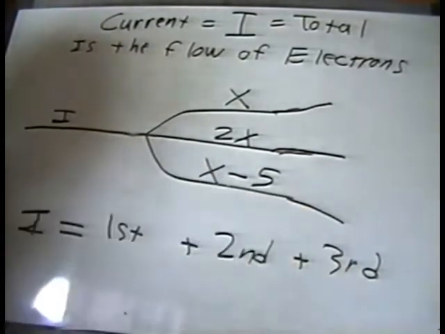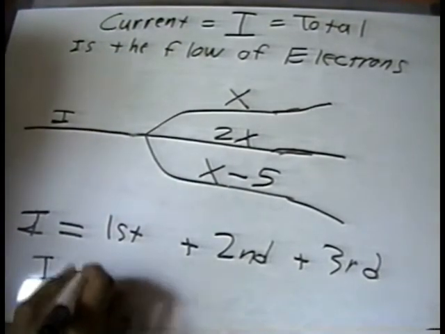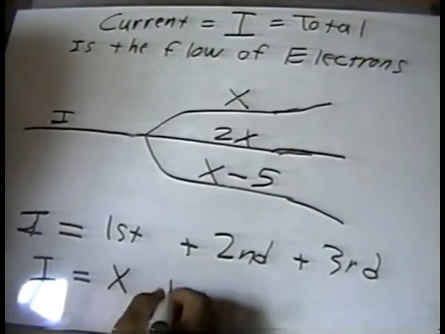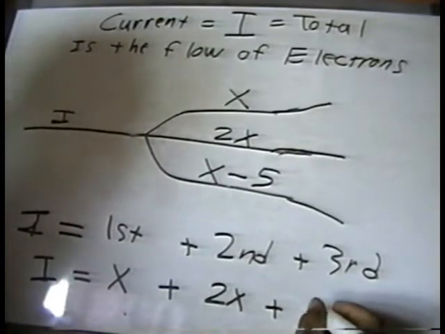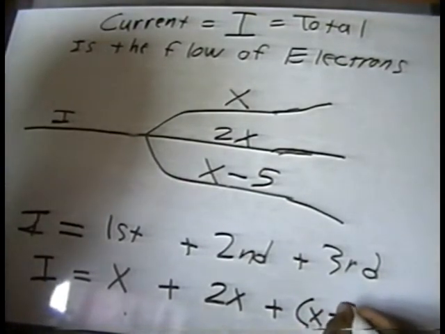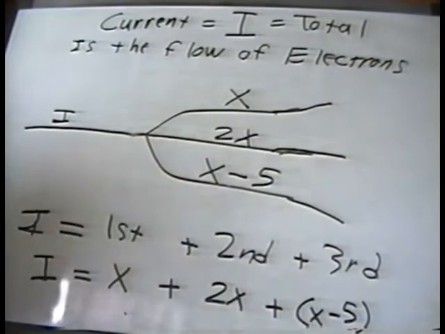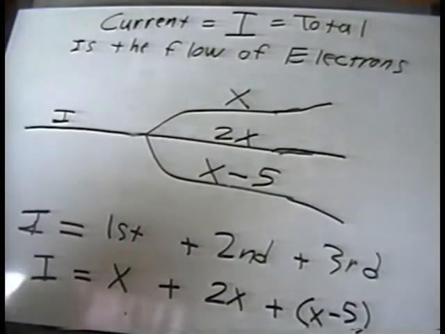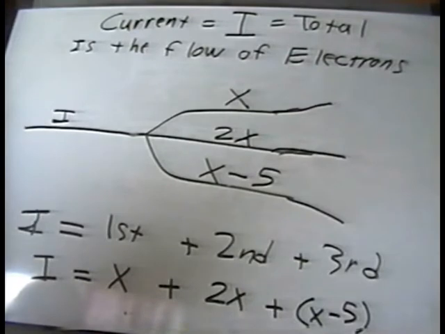Now the second branch, so it carries twice as much as the first. So the second branch is 2X. The third branch carries 5 amps less than the first. So that's X minus 5. 5 less than X. So here we have the first branch represented by X plus 2X plus the third branch, which is X minus 5. Now you have your formula.